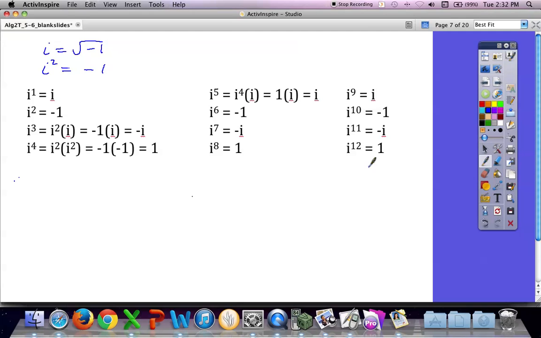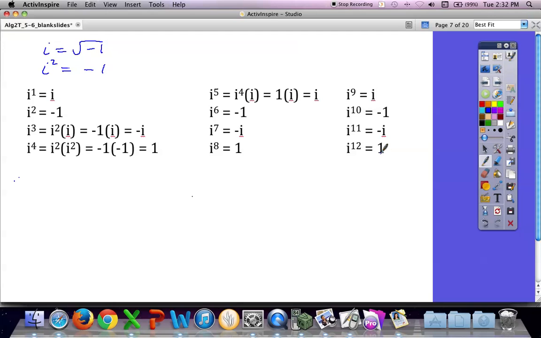Now, the point of this is I want you to recognize the pattern, which is, for example, every time you raise i to a power which is divisible by 4, it equals 1. i to the 4th, i to the 8th, i to the 12th. If I said, what's i to the 16th? You would just say, it's 1. I don't need to keep doing this, right? Every multiple of 4 power has to be 1.